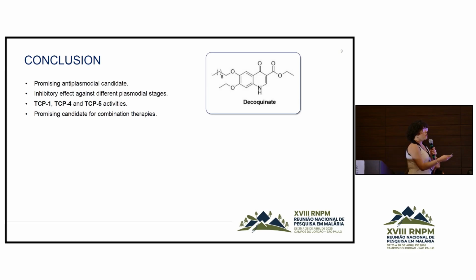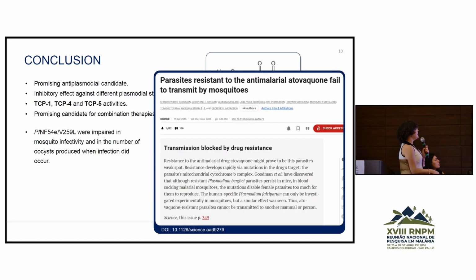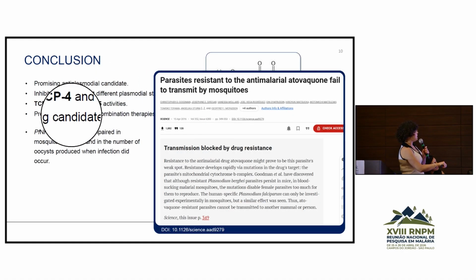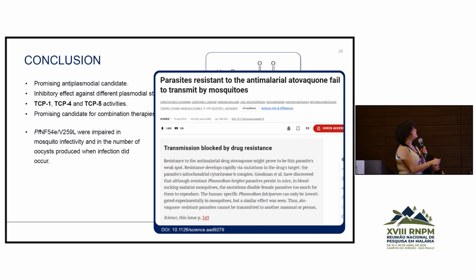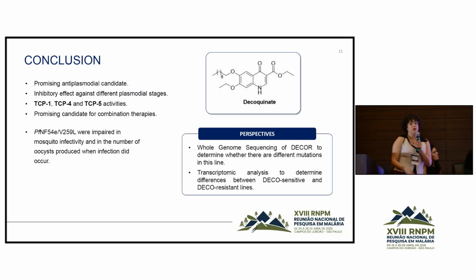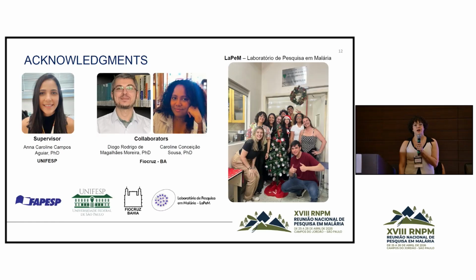It has activity against TCP1, TCP4, and TCP5, which makes it a promising candidate. An interesting fact is that this mutation V259L, in this paper here, was demonstrated not to be transmitted to the mosquito. If there is a transmission, the number of oocysts that are produced is way smaller, which guarantees a certain security in the use of this compound. As perspectives, we are still going to do whole genome sequencing to see if this compound is going to generate new mutations, and a transcriptomic analysis to determine how this resistance mechanism happened.